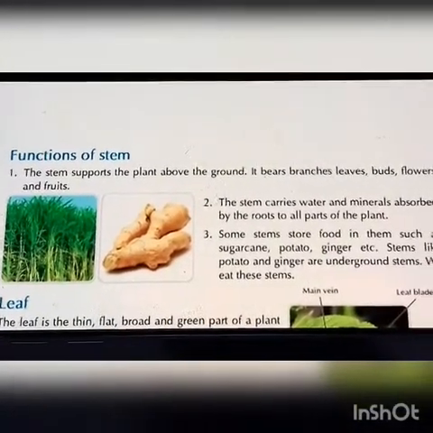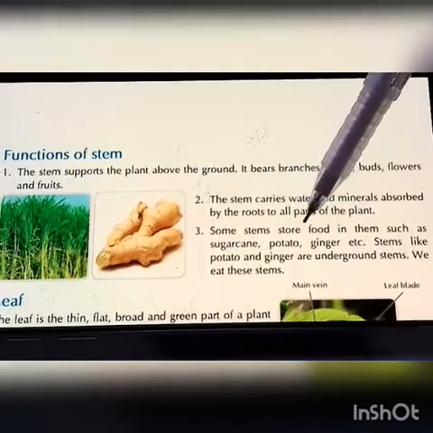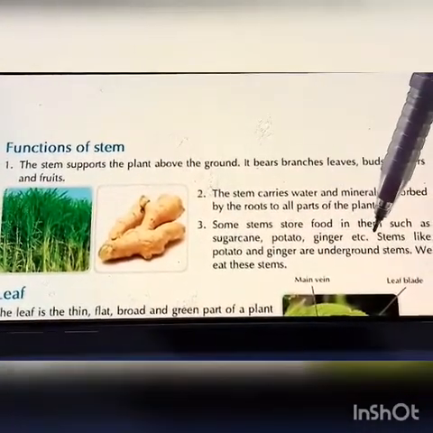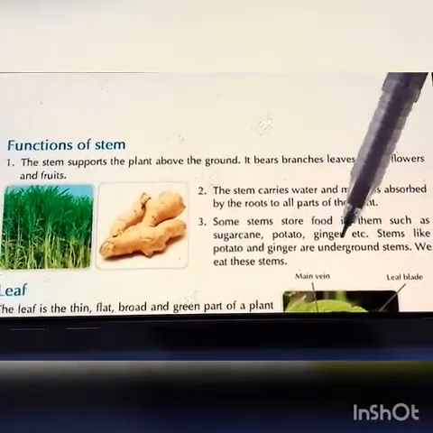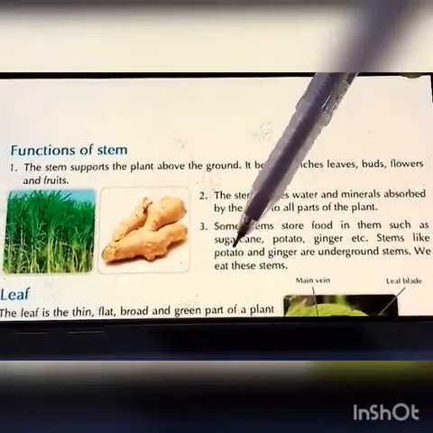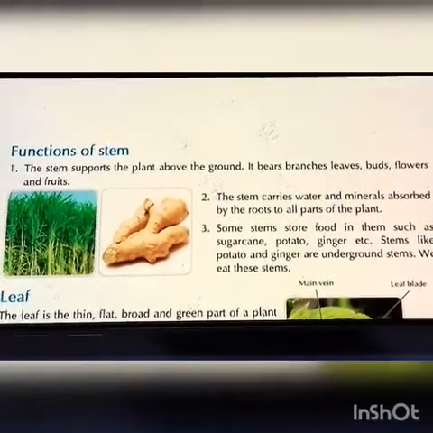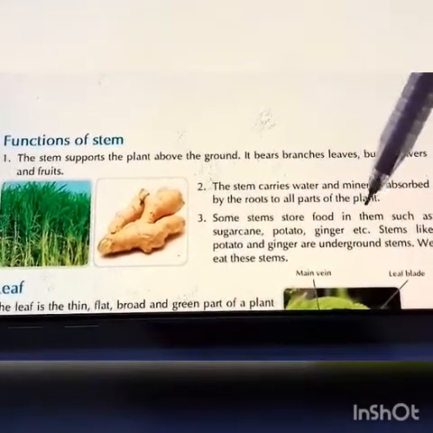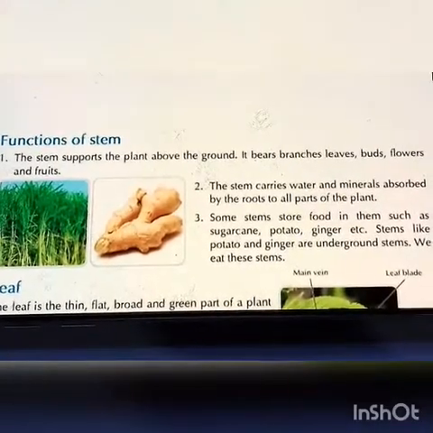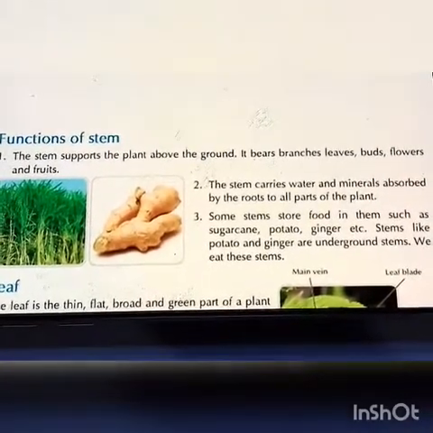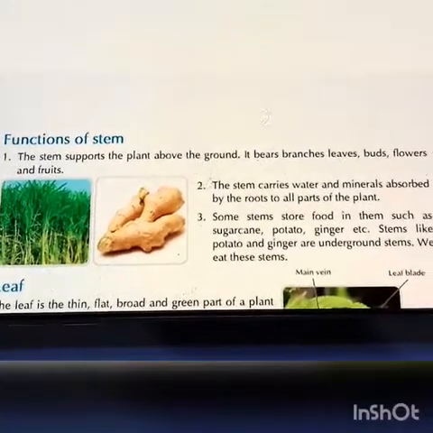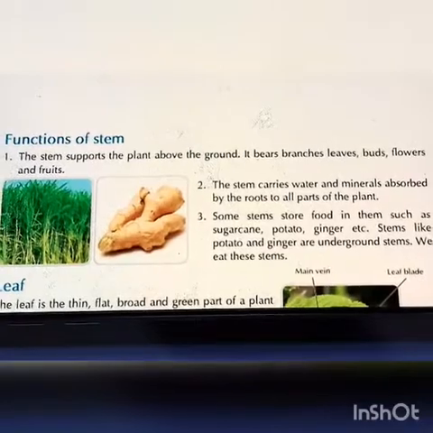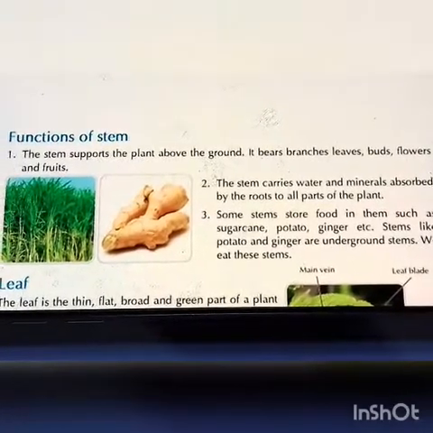Now point number 3. Some stems store food in them such as sugarcane, potato, ginger, etc. Stems like potato and ginger are underground stems. We eat these stems. Like root, some stems also store food such as sugarcane, potato and ginger. Though potato and ginger grow underground, they are not root. They are underground stems. We eat this stem as they store the extra food of the plant.